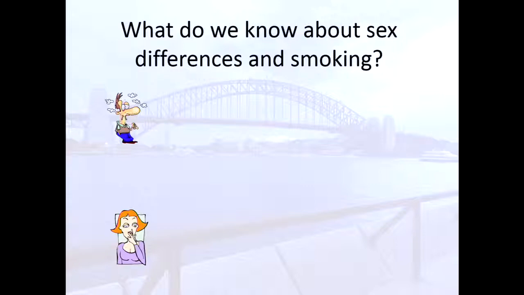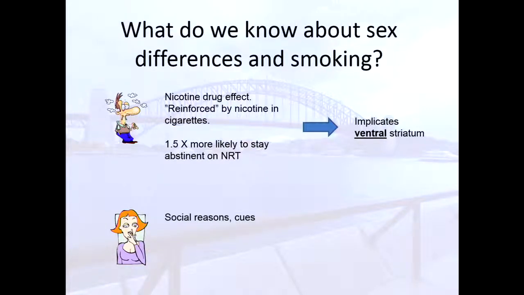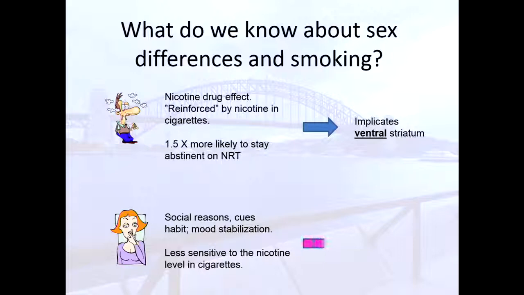Okay, now you ask, why are you even interested in men and women and sex differences and smoking? It turns out that men and women smoke for different reasons. Men are more sensitive to the nicotine effects. They're more reinforced by nicotine, and that implicates reward and ventral striatum. Whereas women report that they smoke for social reasons, that they're sensitive to cues, and that they smoke out of habit. They're not sensitive to the nicotine level per se in the cigarette, and that implicates dorsal striatum. So this was all starting to become an interesting story.